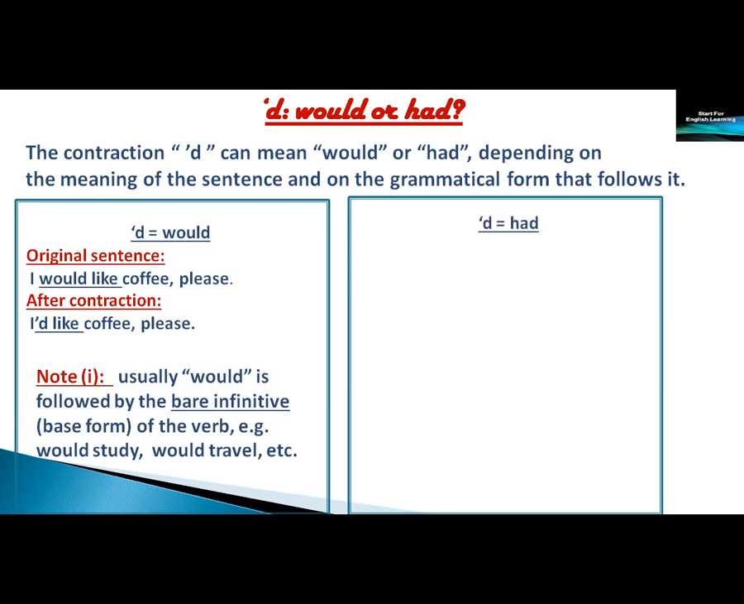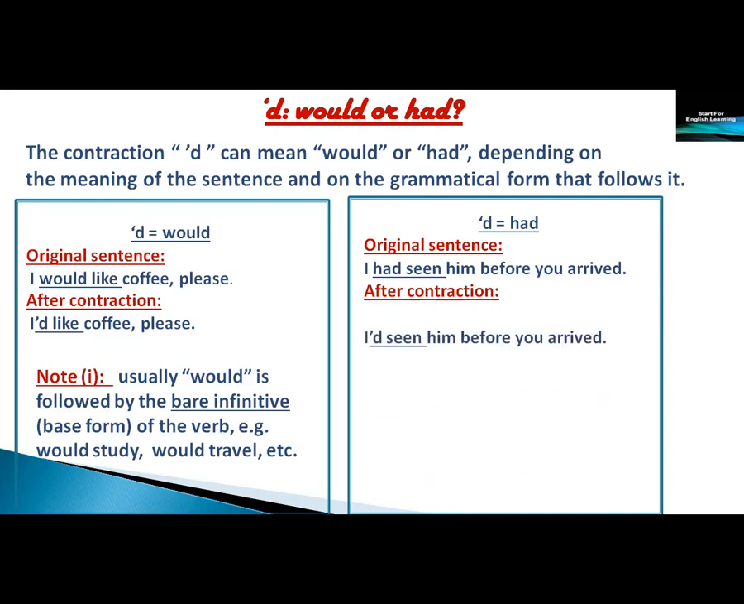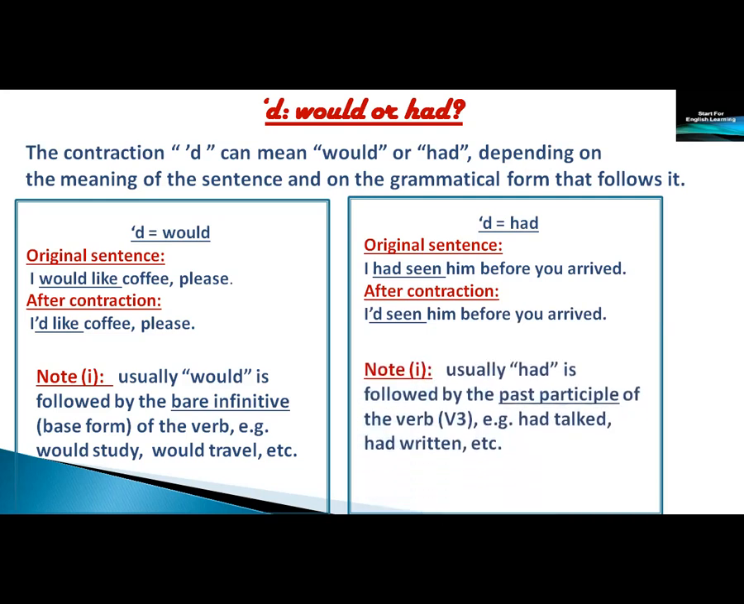Apostrophe D meaning had. Original sentence: I had seen him before he arrived. After contraction: I'd seen him before he arrived. Note 1. Usually had is followed by the past participle of the verb, verb 3. Example: had talked, had written.